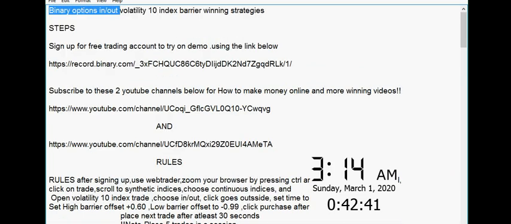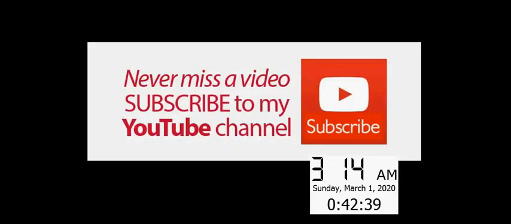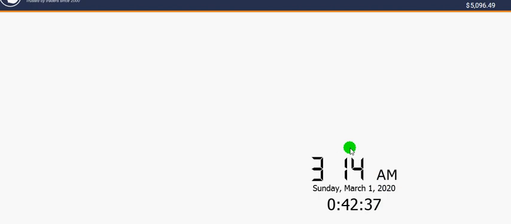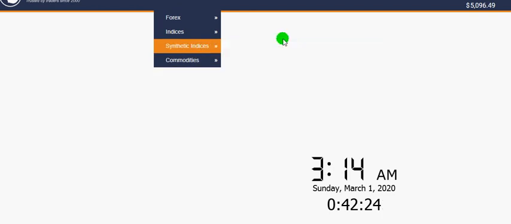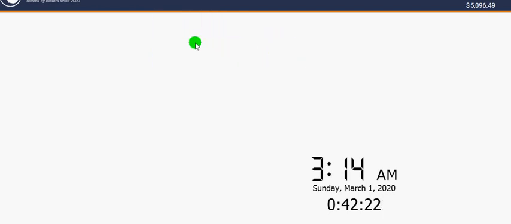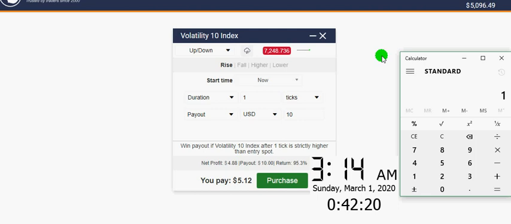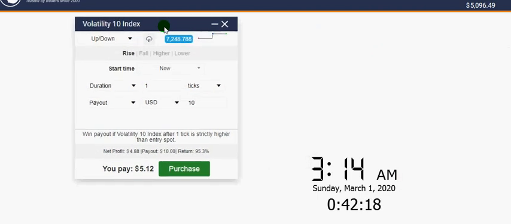So let's get back to the trading. As you can see, I've logged into the trading platform. So we'll be trading the volatility 10 in and out, goes outside. We'll trade 5 times and we'll make 50 USD. So let me open the trade volatility 10 index. So we're going for the trade number 1 right now.